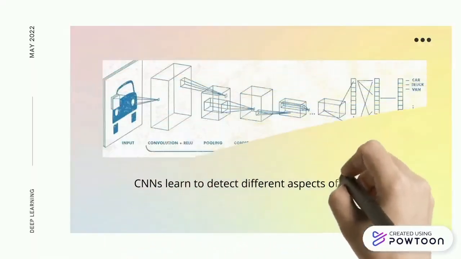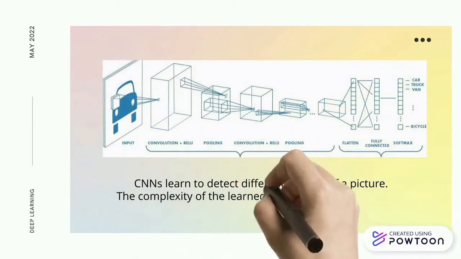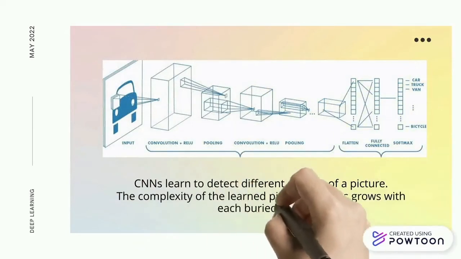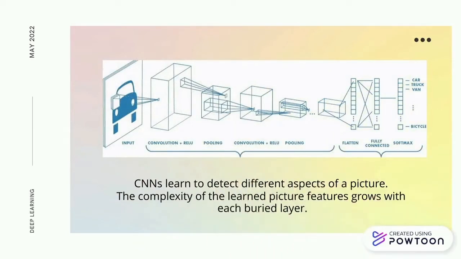Using tens or hundreds of hidden layers, CNN learns to detect different aspects of a picture. The complexity of the learned picture features grows with each layer. The first hidden layer, for example, could learn to detect edges, while the final learns to detect more complicated forms relevant to the geometry of the object they are trying to recognize.